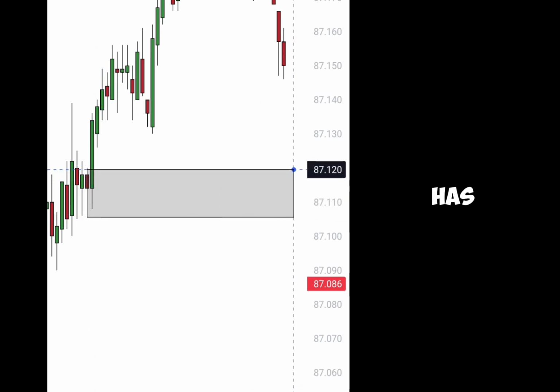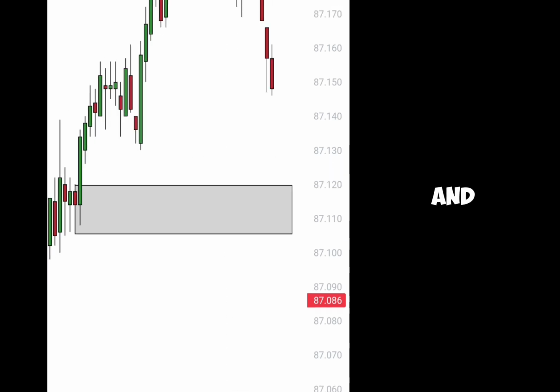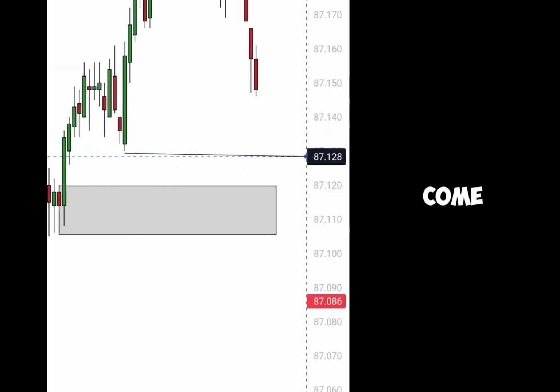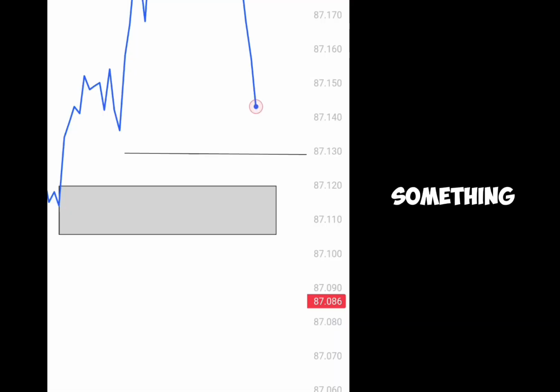I'm looking for an order block that has a fair value gap above it. So this is a fair value gap above it, and then this becomes my area of liquidity. Okay, so if I come to the 1-minute time frame also in the line chart, I should be able to see something like that too.